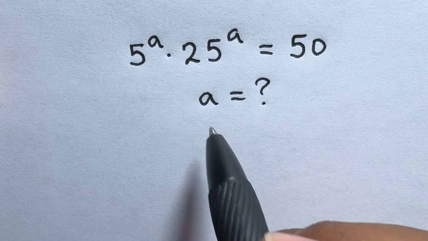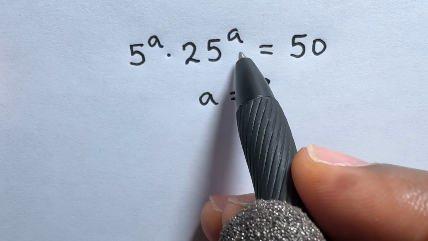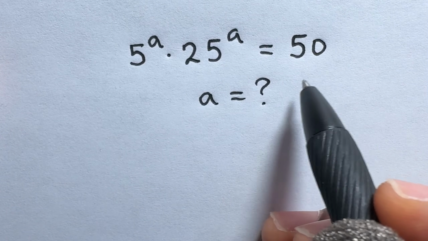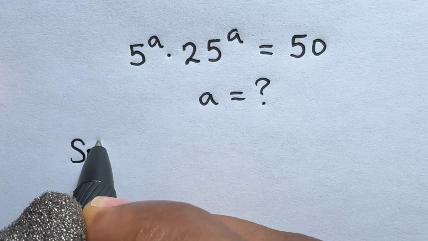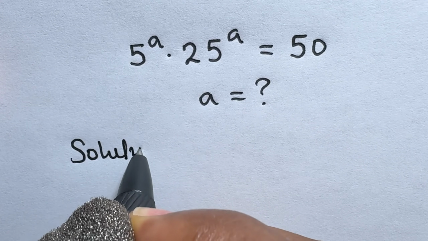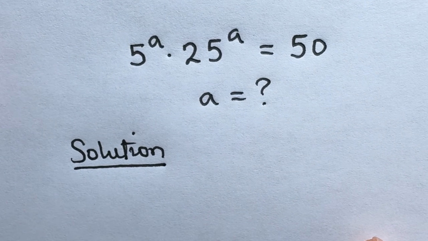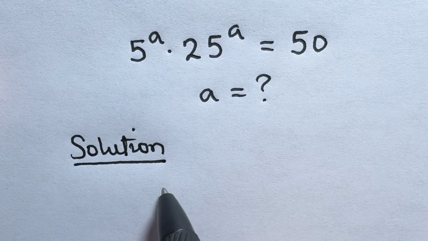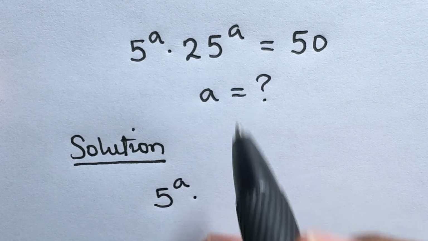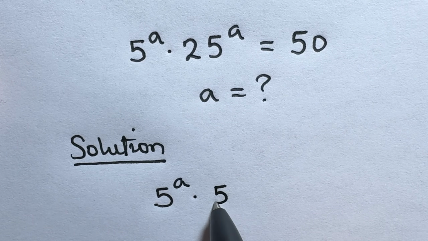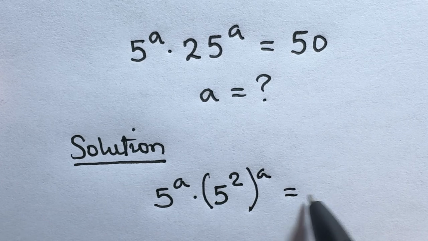In this video, let us solve for a given 5 raised to power a times 25 raised to power a is equal to 50. This is 5 raised to power a times 25, here we can also write 25 as 5 raised to power 2, then raised to power a, is equal to 50.